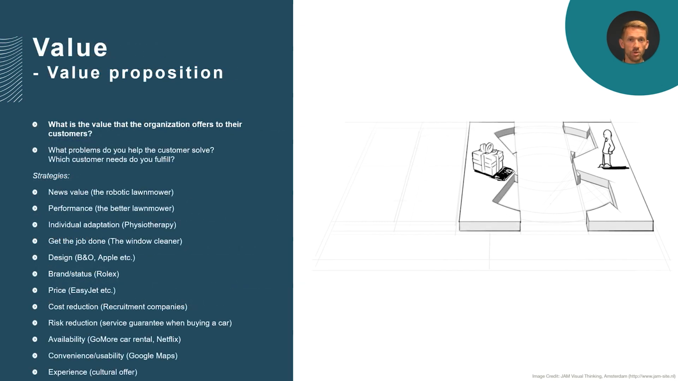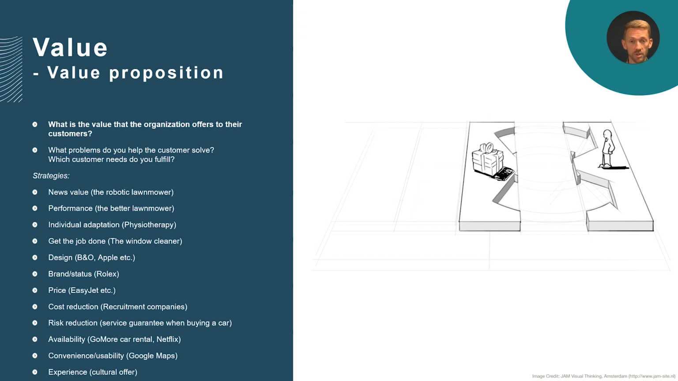Next up, we have value or value proposition. This is about the value that the organization offers to the customers. So you could think about what problems you help the customer solve, or which customer needs you are trying to fulfill. Examples of strategies for value propositions could be news value. So come and buy the new robotic lawnmower. You can also have performance value. So this would be the better lawnmower instead of the new lawnmower.